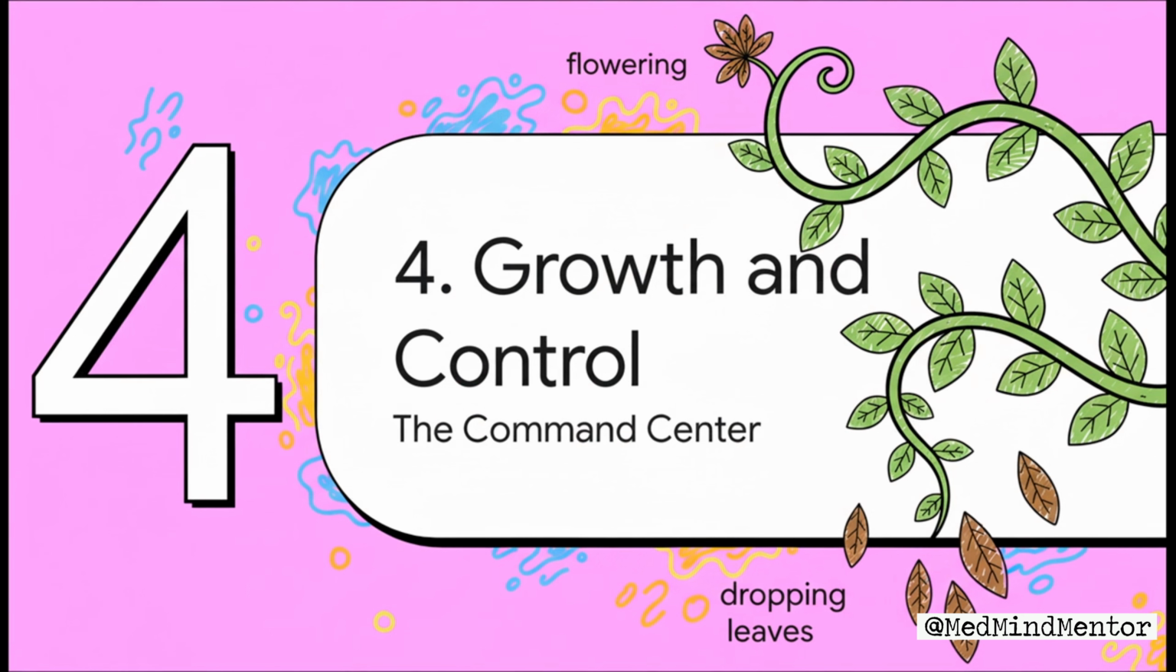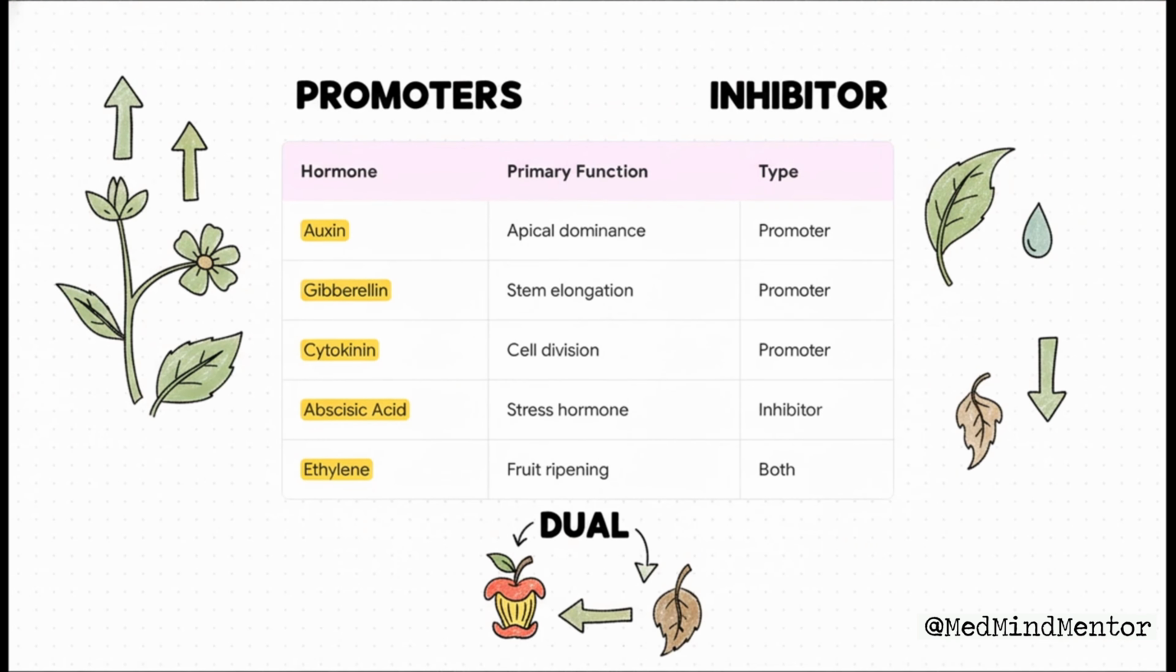So, the plant's got energy, but what tells it how to use that energy? How does it know when to grow or when to flower or when to drop its leaves? Well, let's take a look at its command center, the plant hormones. This table right here is pure gold. It breaks down all the major players.